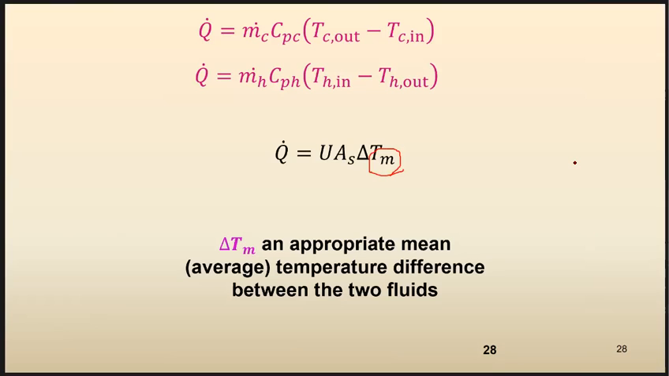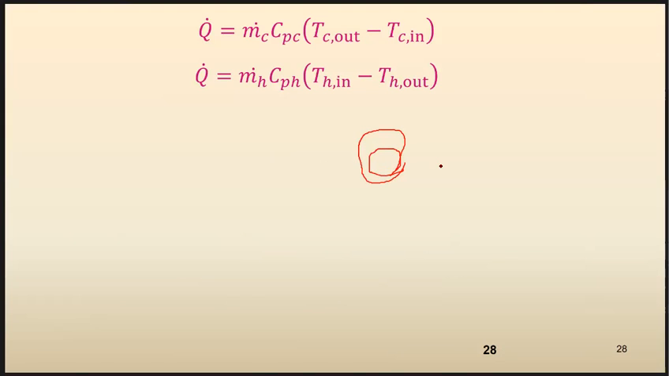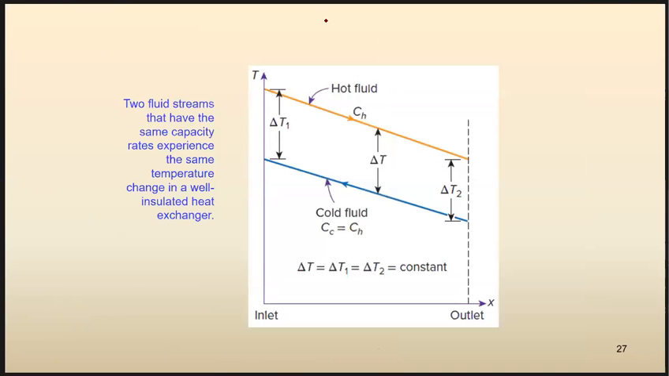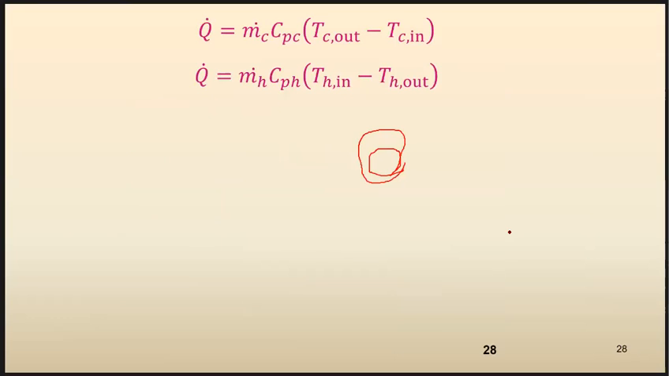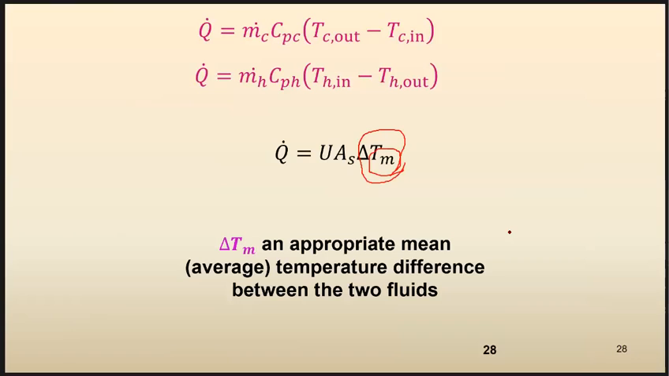Okay, so we are interested in knowing this. As I said, these can change across the heat exchanger unit. In this simple case, the temperature difference stays constant. But in reality, it changes. It can decrease or increase. So what is this? This is a representative, overall temperature difference between the cold side and hot side.